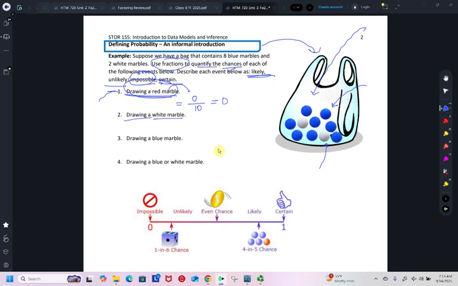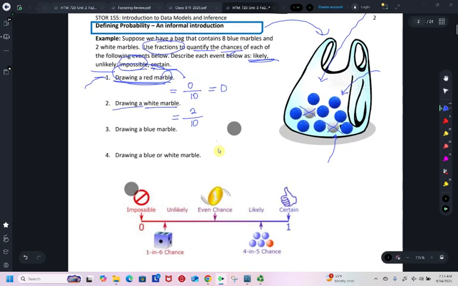What about drawing a white marble? How many chances do I have of picking a white marble? Well, this is one chance if I drew this marble. If I drew this marble, this is another chance. So I stand a 2 out of 10 chance of drawing a white marble. Then again, we can make a similar argument that each of the 8 blue marbles here presents a chance of drawing a blue marble. In other words, out of any 10 possibilities of drawing any marble, I stand 8 of drawing a blue marble.